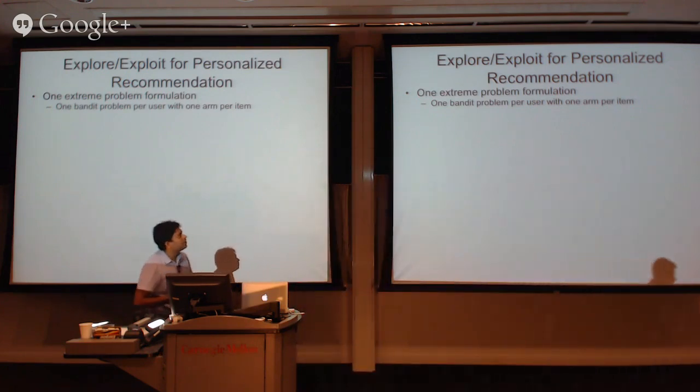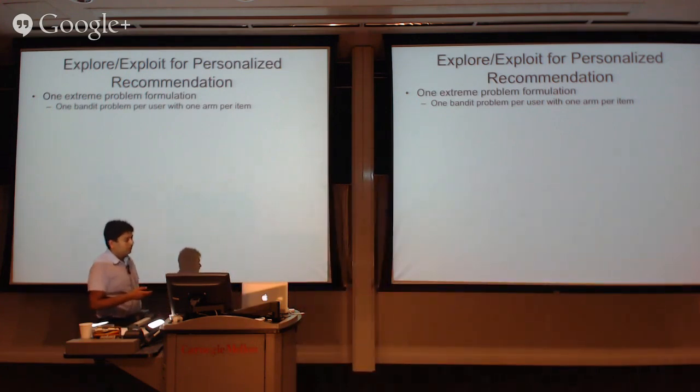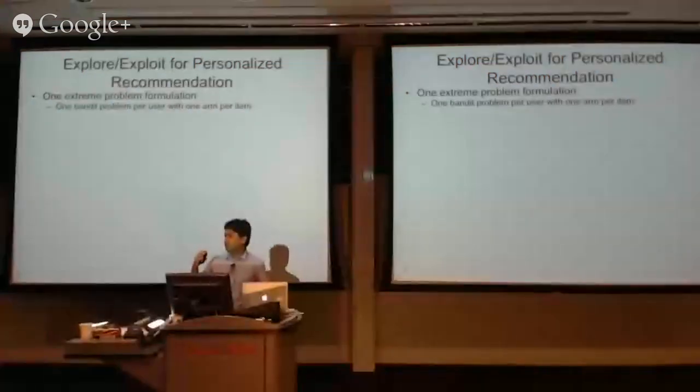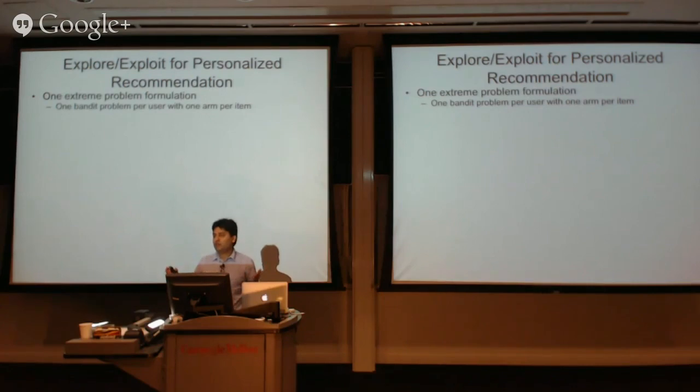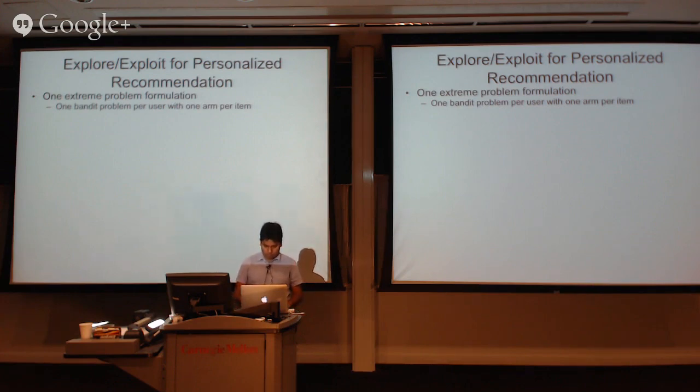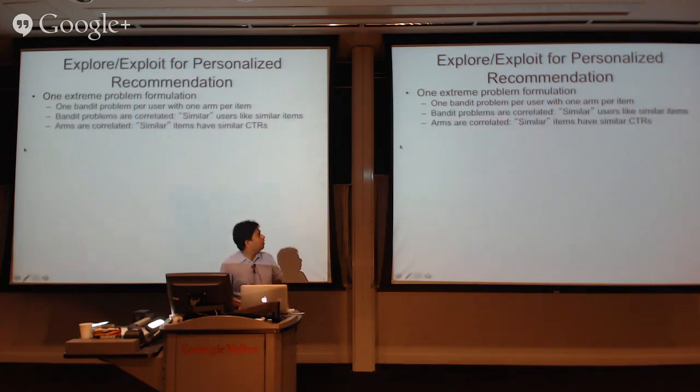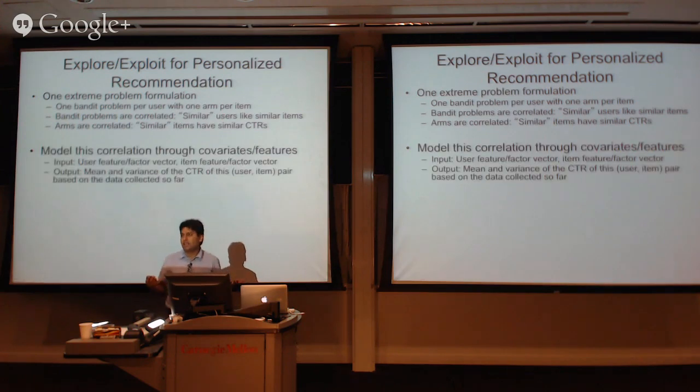One extreme formulation is to assume that every user is a separate bandit problem. So if you are a user, I have to choose the best article for you. So every user is a separate bandit, and it's almost like a multi-armed bandit problem. You have to choose the best arm for every single user. And this is not scalable, as you can see.